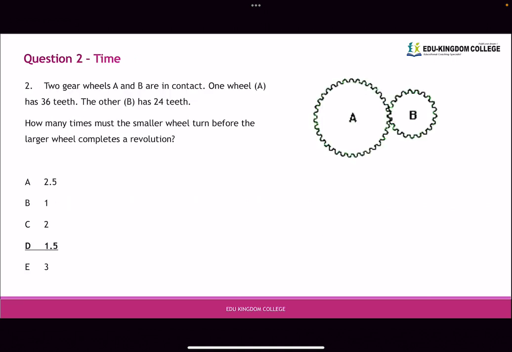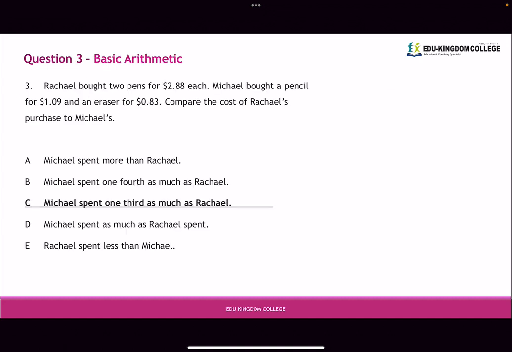So 2 gear wheels A and B are in contact. One wheel has 36 teeth, the other has 24 teeth. How many times must the smaller wheel turn before the larger wheel completes a revolution? So it just needs to match the same number of teeth. So 24 teeth, it's going to do 1 full rotation, and then it needs to match 12 more teeth, so another half rotation. So it's going to be 1 plus half equals 1.5.